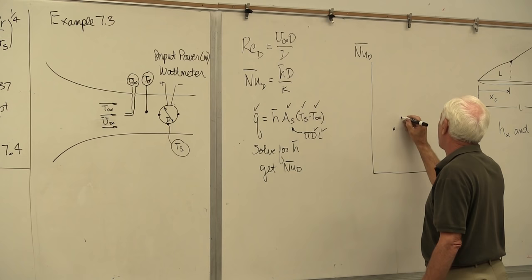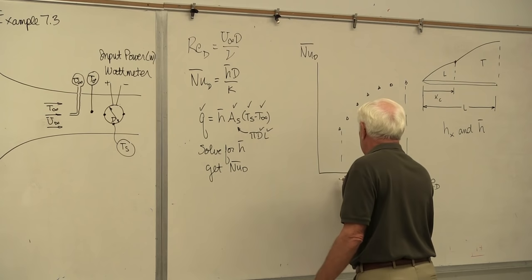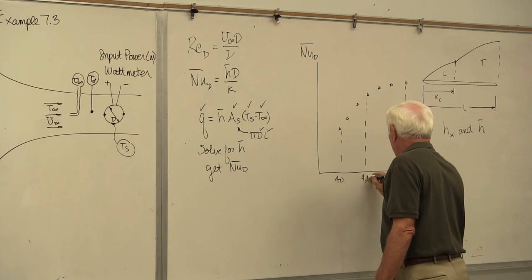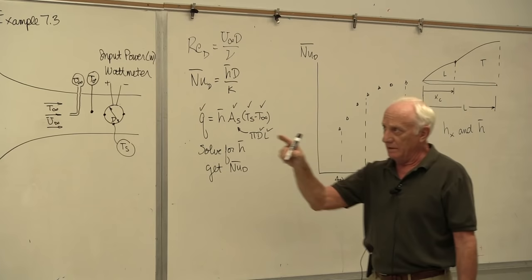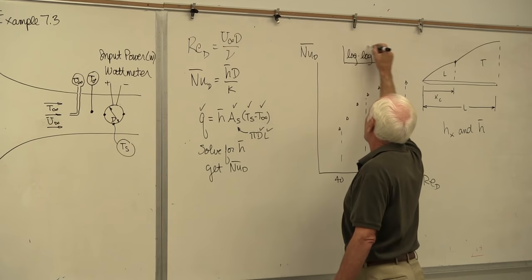I'll just say that's the range, and I'll just make it up based on that. 40, here's 40. Here's 4,000. And by the way, if you're going to try to do a correlation, a power law, the best thing you want to do is plot that data on log-log paper, because if you plot it on log-log paper and it correlates, you're going to get a straight line.